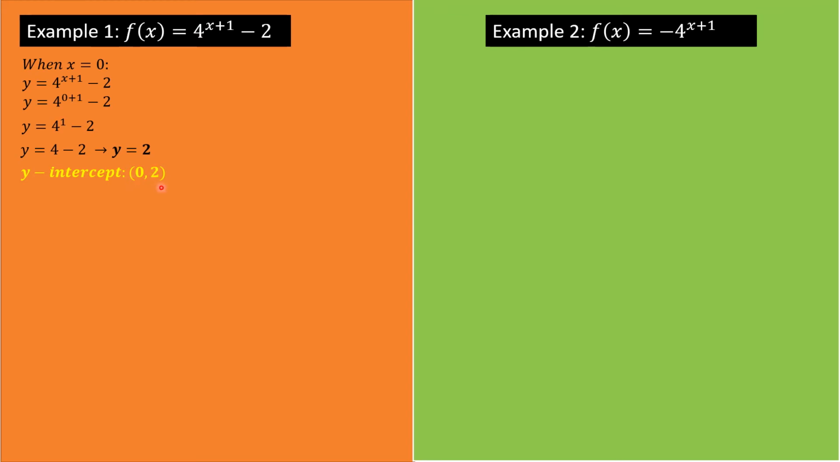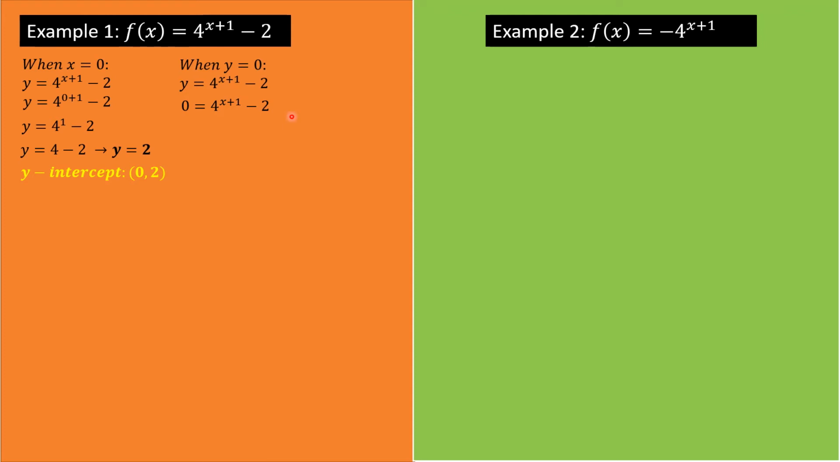Then, let's proceed with the x-intercept or the 0 of the function. So, that is when y, rather, is equal to 0. Then, let's rewrite f of x as y. So, we have here y equals 4 raised to x plus 1 minus 2. In this case, y will become 0. So, we will be having 0 equals 4 raised to x plus 1 minus 2.